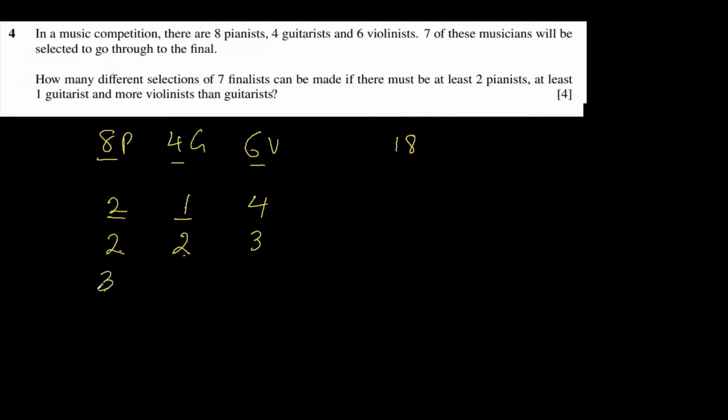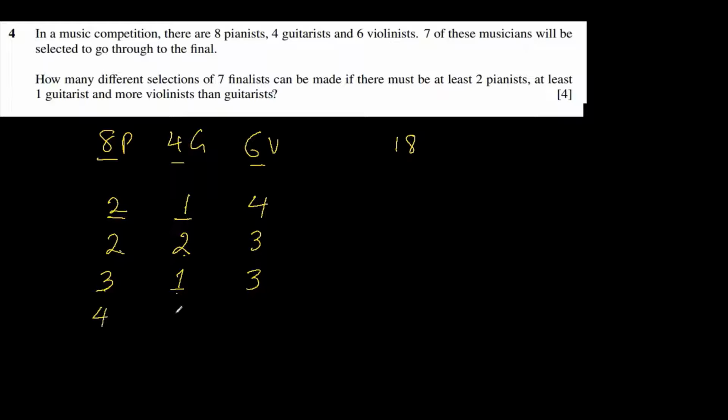Let's go to 3. Again, at least one guitarist. So 3 plus 1 is 4, and 3 violinists are needed. Okay. Next, 3 pianists. This becomes 2. So 3 plus 2 is 5. 5 plus 2 is 7. That means this case is also failing.